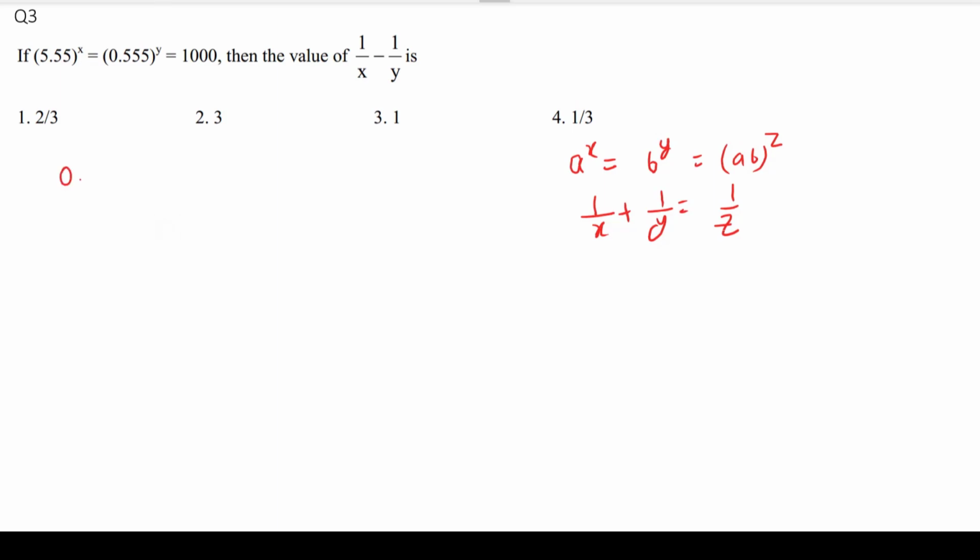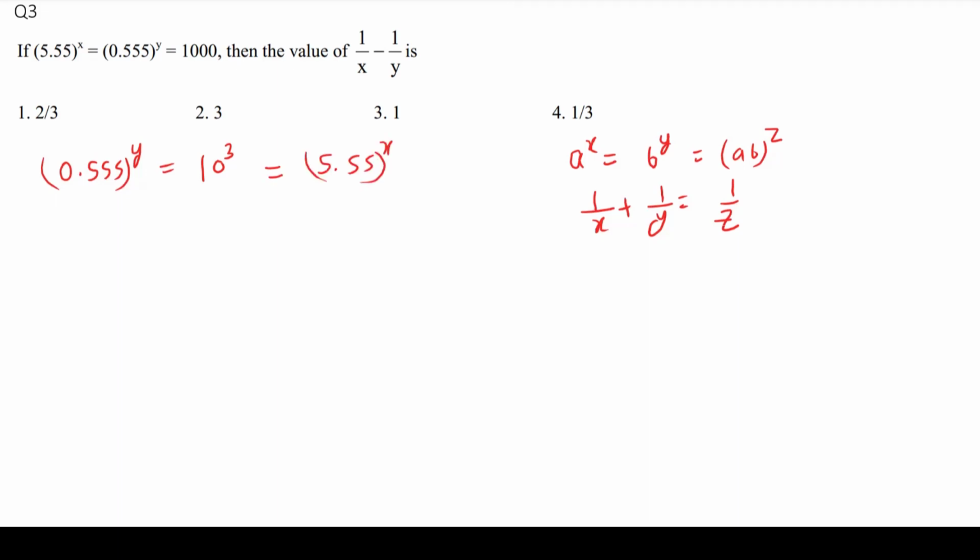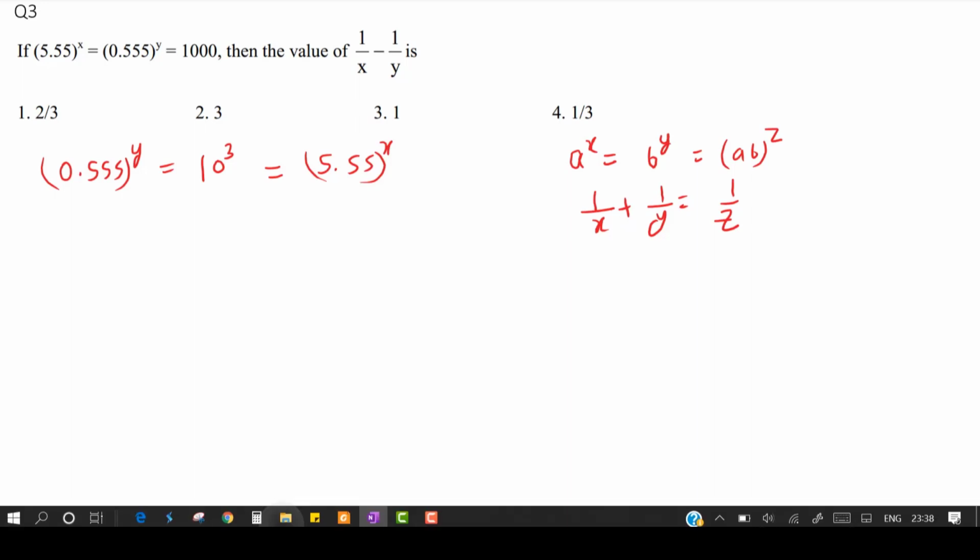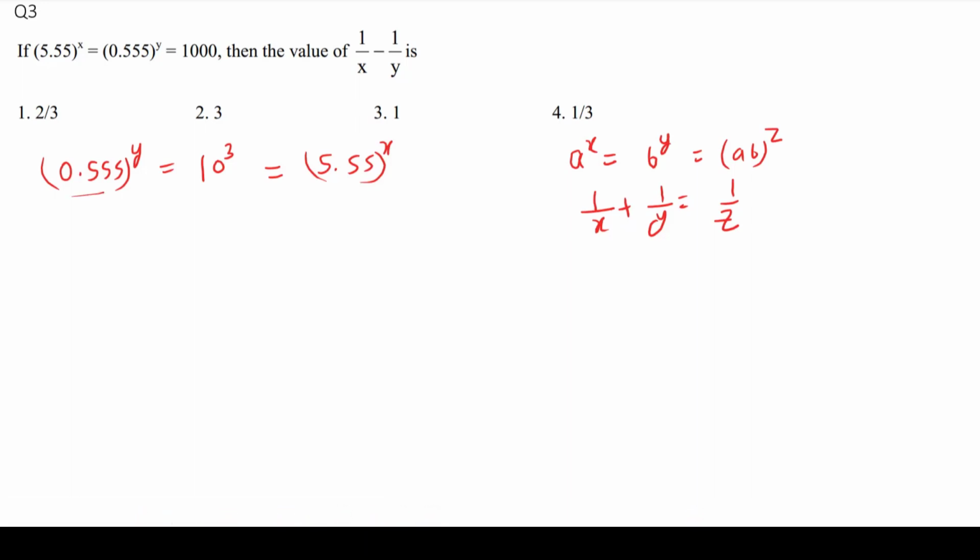So 0.55 to the power y equals 10 to the power 3 equals, now this is a, and this is b, and this is ab.